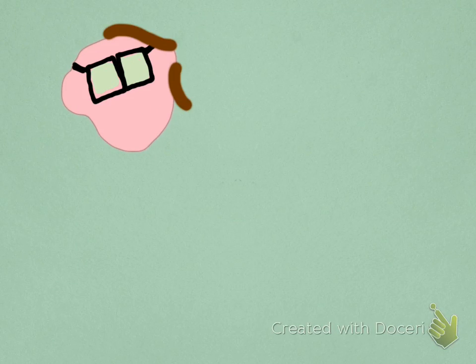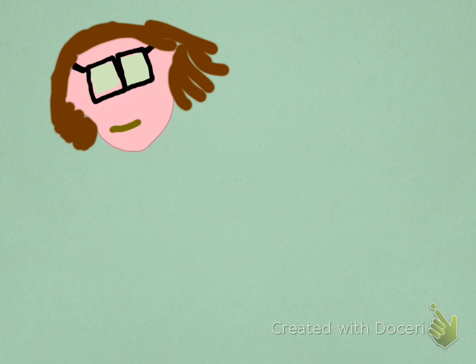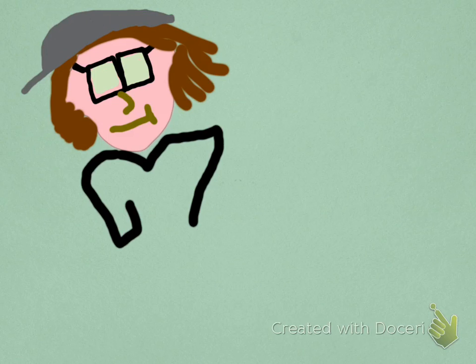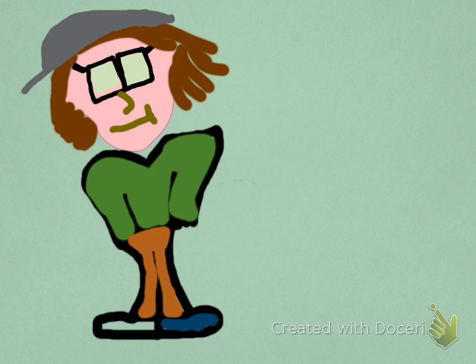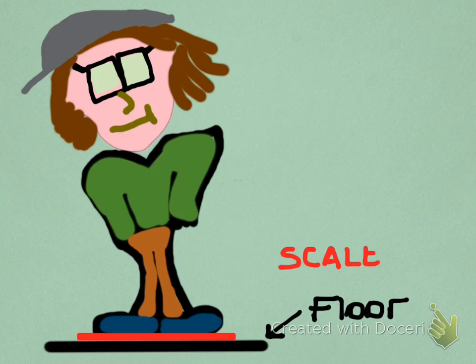So let's just say we've got this dude with glasses and a cool gray baseball cap, and let's pretend that he is riding an elevator. He's standing on a scale where the floor of the elevator is this black floor, and the red line represents some sort of bathroom scale that can measure the force that the floor is pushing up on him with. That's essentially what scales do. They measure the normal force, usually via a calibrated spring.